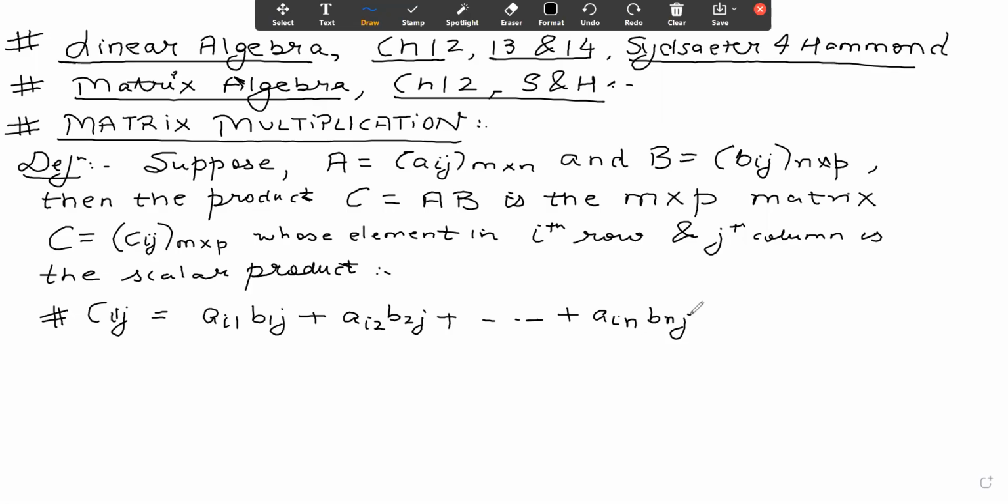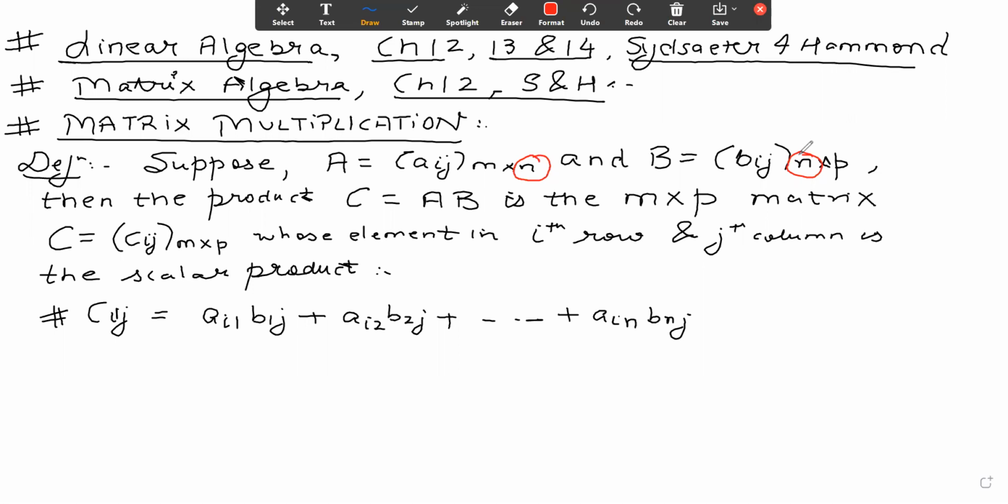So first, let's go through the definition once again. Suppose I have a matrix capital A, which is Aij, which is an M cross N matrix, and matrix capital B, which is Bij, which is an N cross P matrix. Now, guys, understand this. You can multiply two matrices only if the column of the first matrix and the row of the second matrix are the same. If they are not the same, you cannot multiply two matrices.